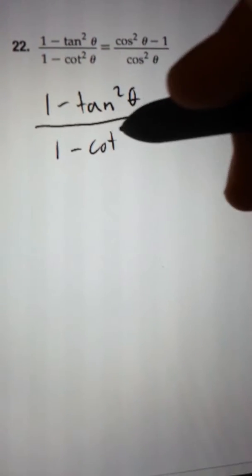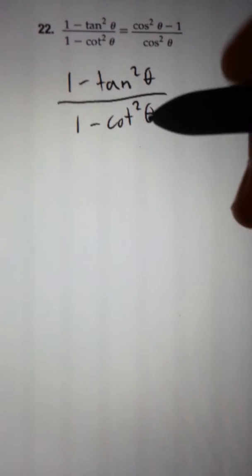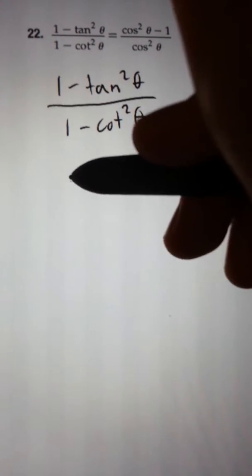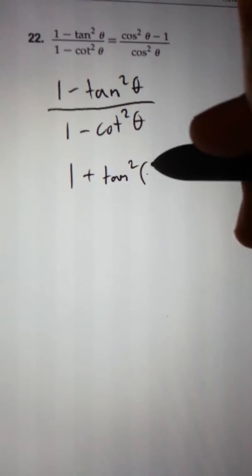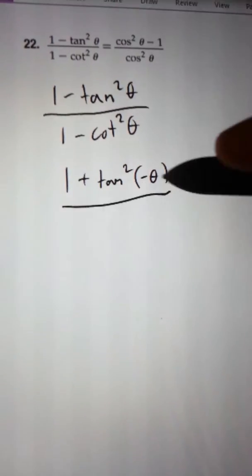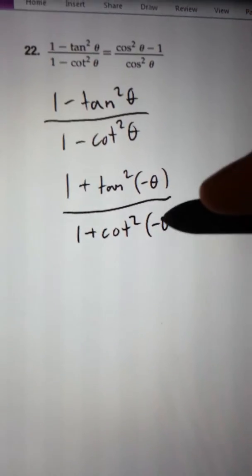So we can ignore this second part of the problem first, and we're just going to work with (1 minus tangent squared theta) over (1 minus cotangent squared theta). And using the even and odd formulas, we can determine that this is equal to (1 plus tangent squared negative theta) over (1 plus cotangent squared negative theta).